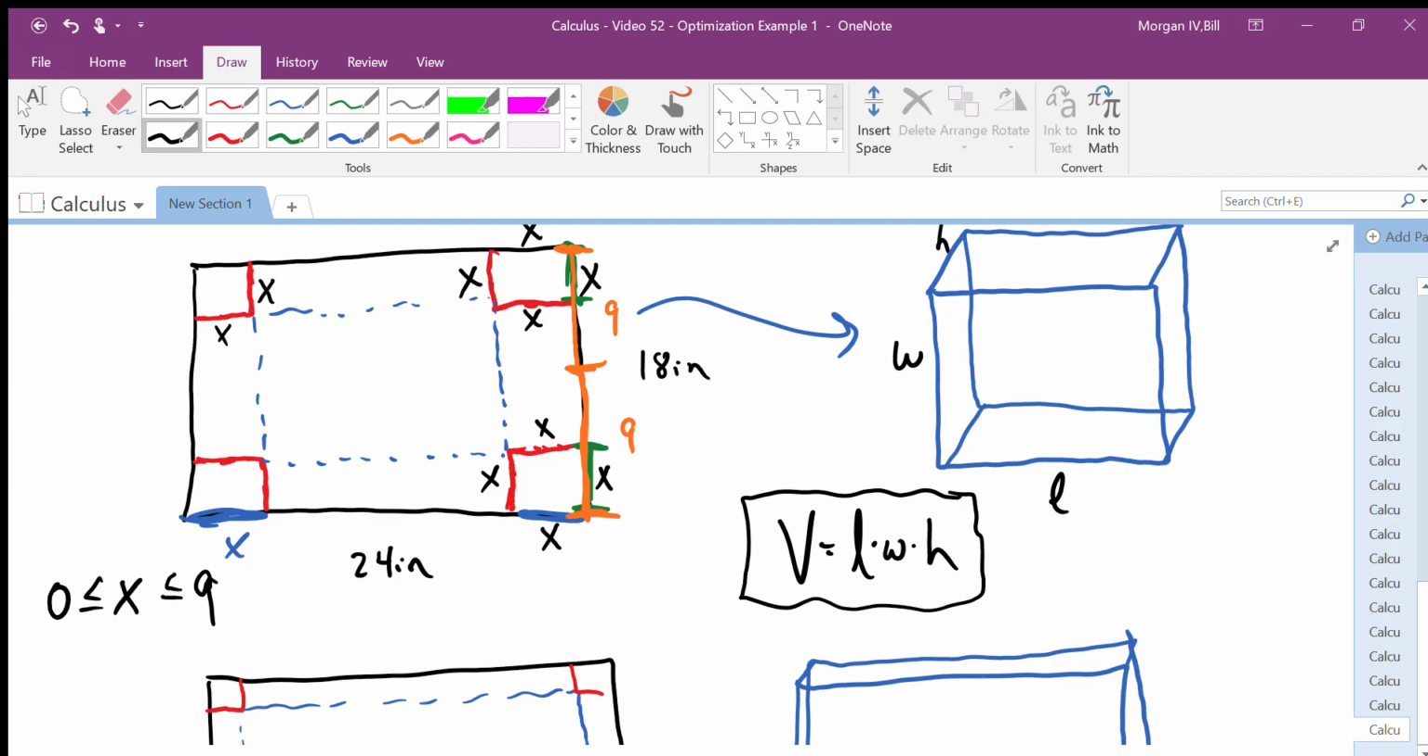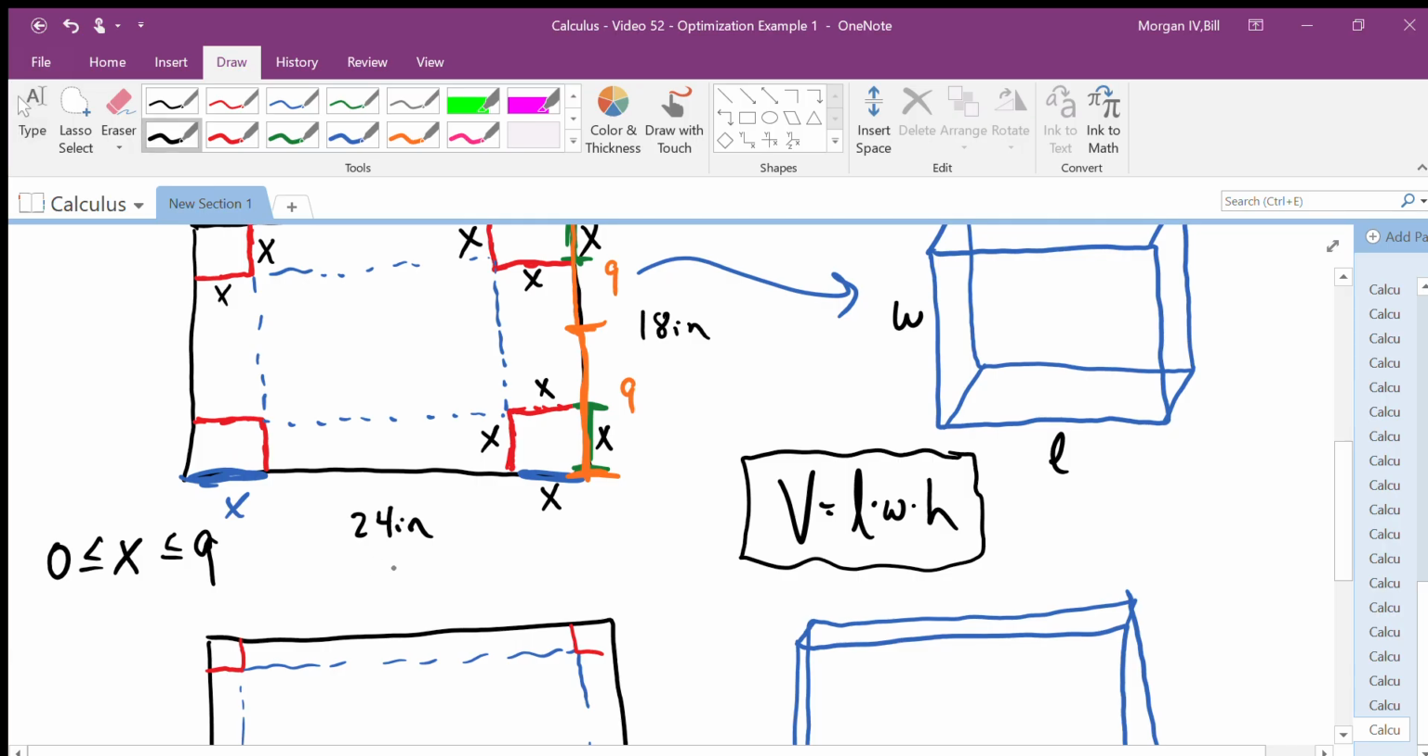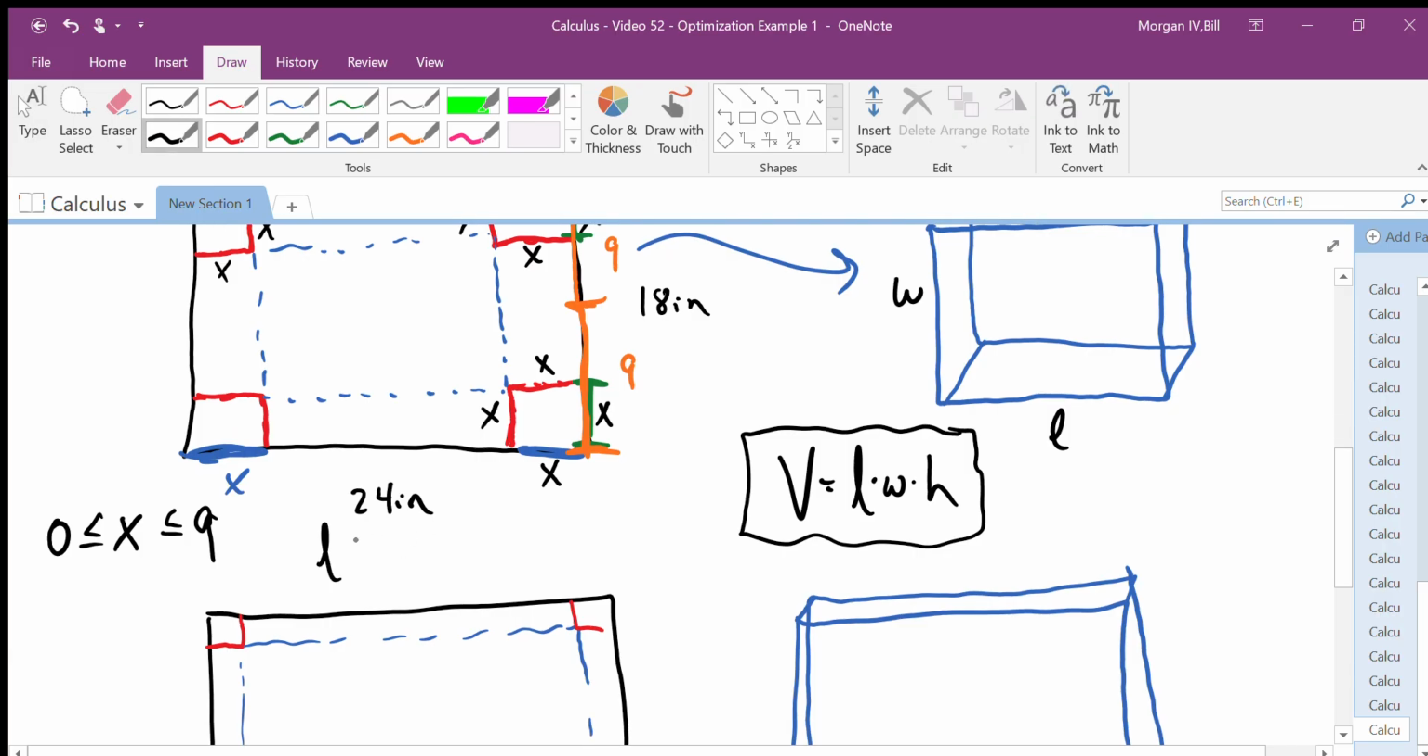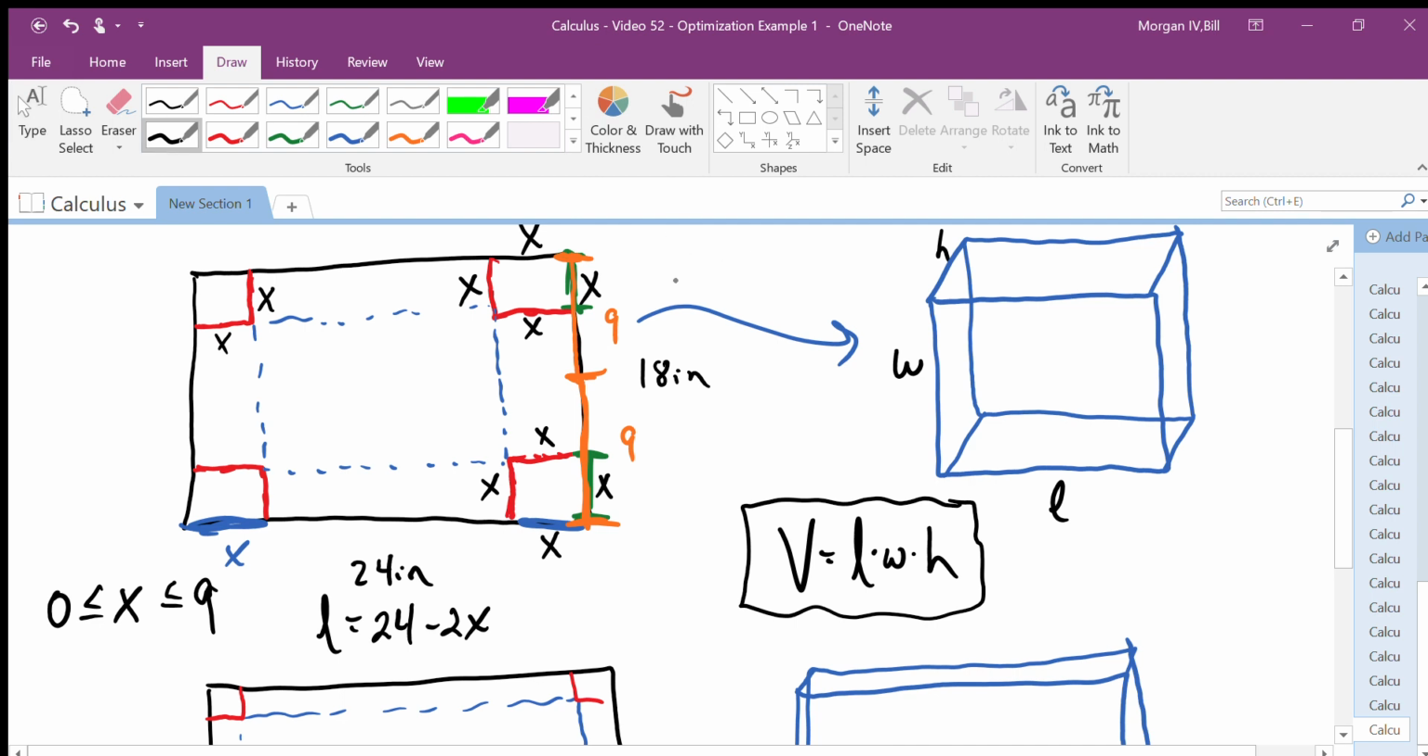So after I cut out the 4 squares from each corner, what will be left of my length? I'll start with 24, I'll cut out an x from the right hand side, I'll cut out an x from the left hand side, and my length is going to end up being 24 minus 2x. Same thing on the width. I start out with a width of 18, but I'm cutting out an x from the top and an x from the bottom, and my width ends up being 18 minus 2x. That's why the x at most could be 9, because that would make a width of 0.